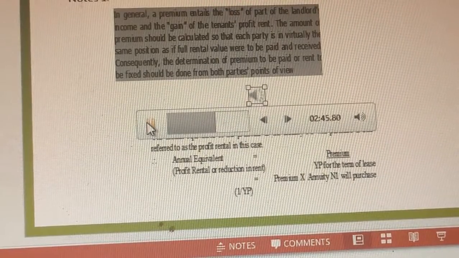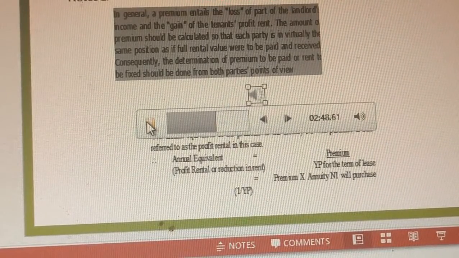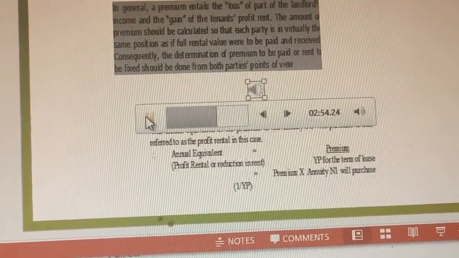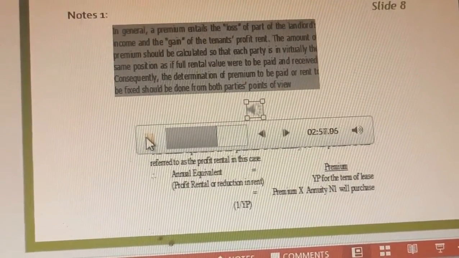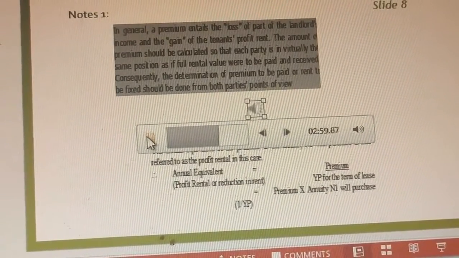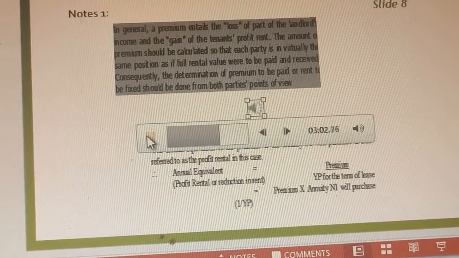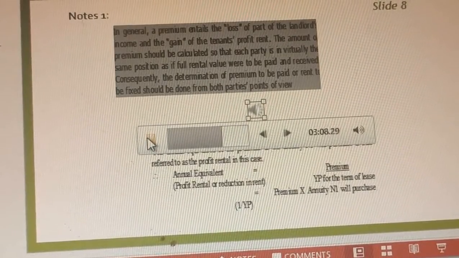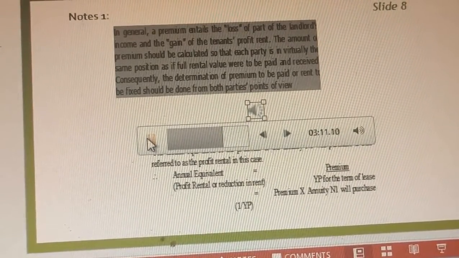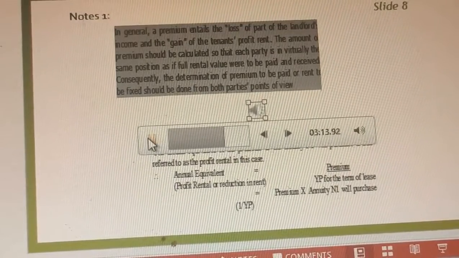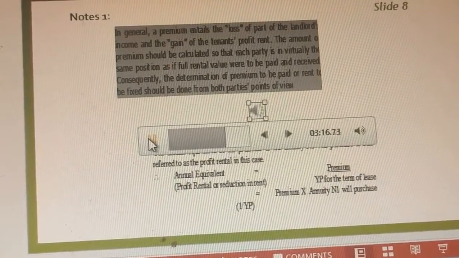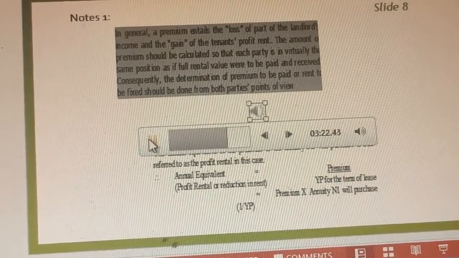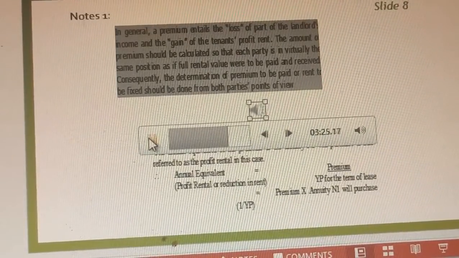So there are some working formula I want you to understand and commit to memory. From the tenant's point of view, the tenant is always looking at the profit rent. So he's going to pay a lump sum, which is called premium. So it looks at the profit rent, multiplies it by YP, and the premium is calculated. The annual equivalent of the premium, or the annuity one dollar purchases, is also referred to as the profit rental in this case. So the profit rental will be the annual equivalent of the tenant's gain annually.